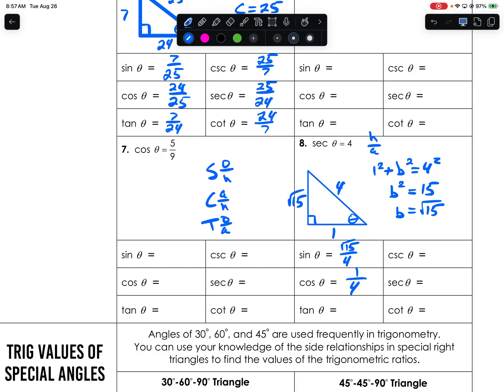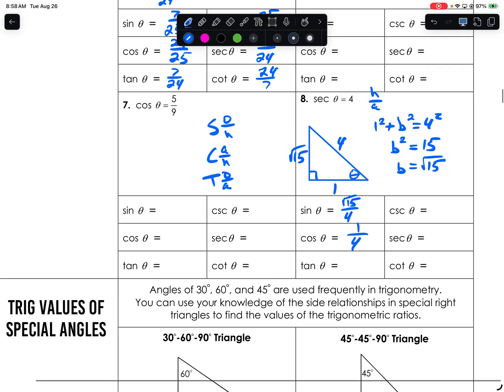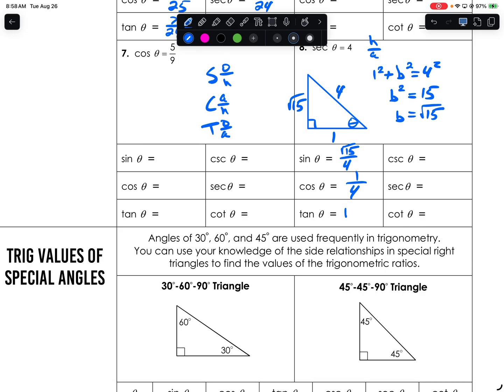So tangent is opposite over adjacent. What side is opposite of theta? Here's theta. Opposite, straight across from. So square root of 15 is opposite. What's the adjacent side, next to theta? 1. So square root of 15 over 1, which is just square root of 15.